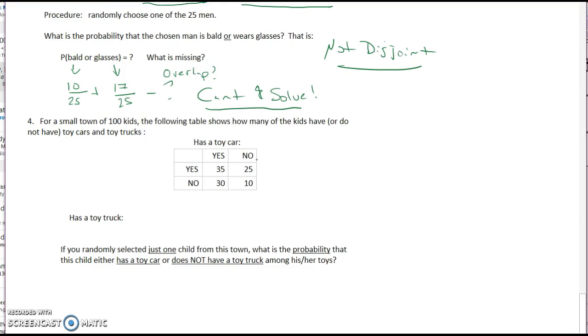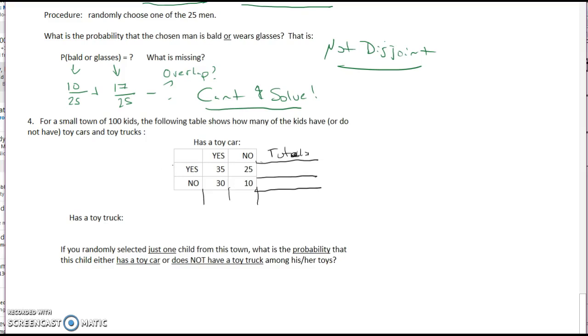So one of the things that I notice is that there aren't any totals in this. So if you have a table that does not have totals, I'm going to encourage you, let's extend this out and let's get totals for all of these. So what's going on in this situation? We're asking kids if they own a toy car and then asking them again if they own a toy truck.